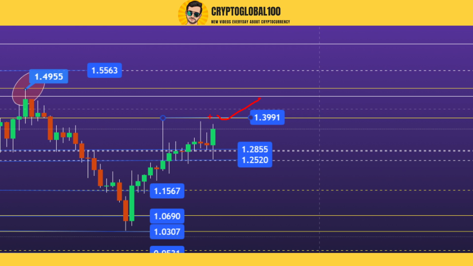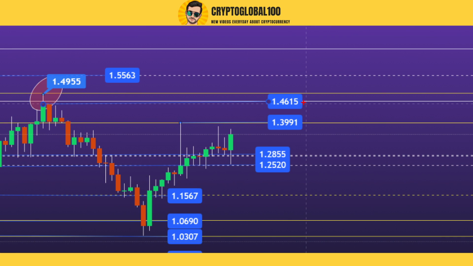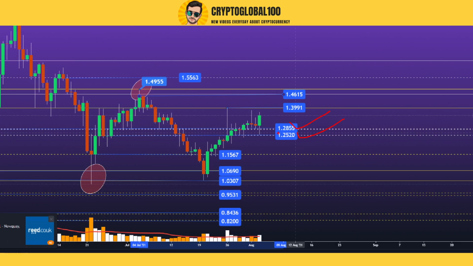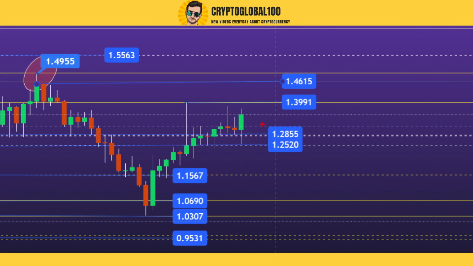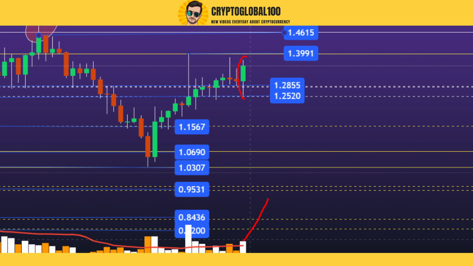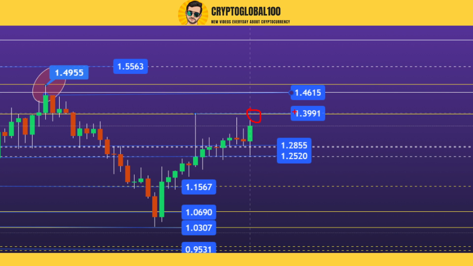We need to break this level, then we would be in the uptrend. After that we would be testing this area here, 1.46. So these two levels are our resistance areas, 1.4615 and 1.3991. On the downside, these two levels are the closest support areas. This is a strong candle. You can see the volume, we have good supporting volume with a green candle, so it's a good sign. We are surely going to break this area today.